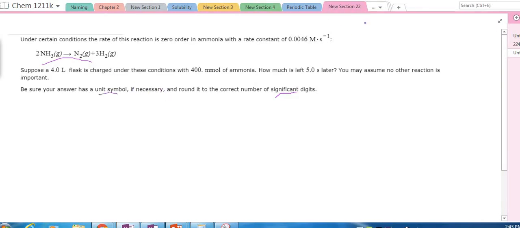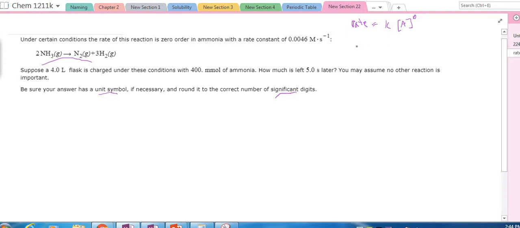A couple things that I know will be helpful here is that this is zero order, so I just like to write these things so that I know it. The differential rate law is that rate is going to equal some constant times the concentration of A raised to the 0 power. So there's our differential.